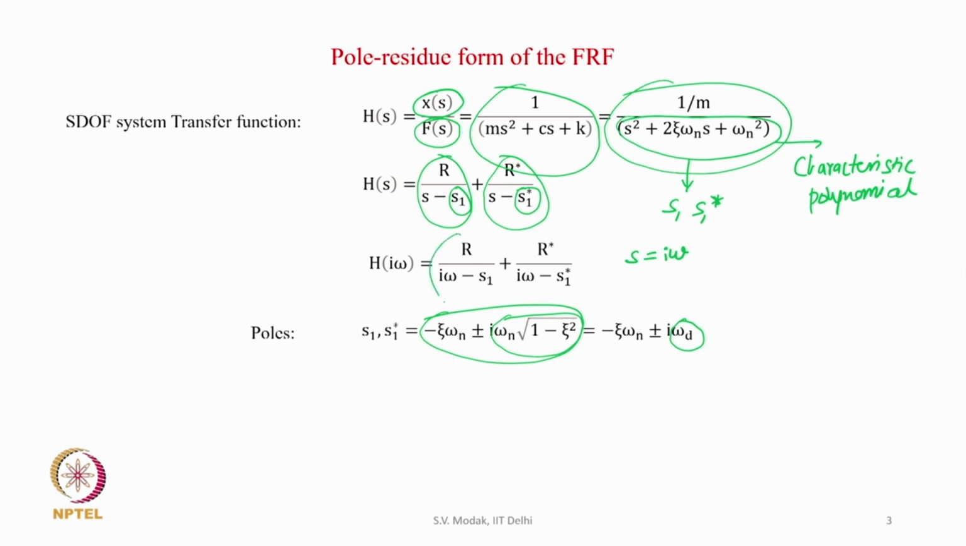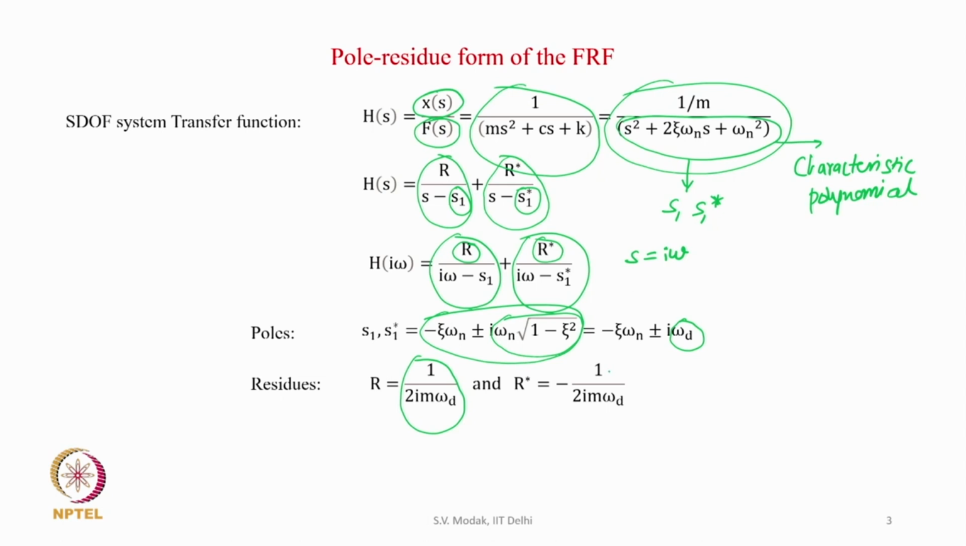So, we can see for this term there is a constant in the numerator which is r. This is the residue for this term, and then for the second term we have the constant r star, which is the residue for the second term. So, these r and r star are the residues. For this single degree of freedom case, they are given by r is 1 upon 2 i m omega d, and r star, which is the complex conjugate of the residue r, is minus 1 upon 2 i m omega d, right, which is this one. That is why we see that this FRF is described by the poles and residues.